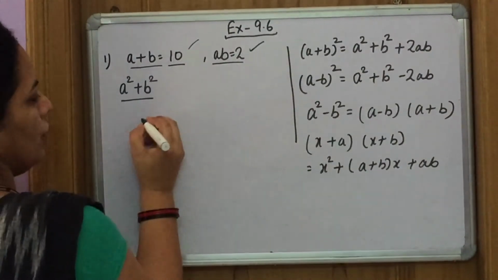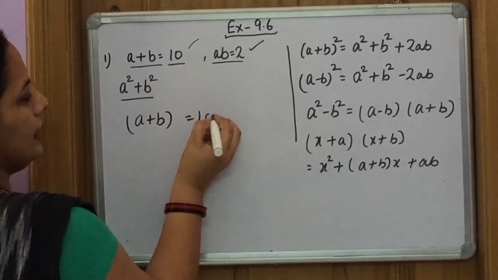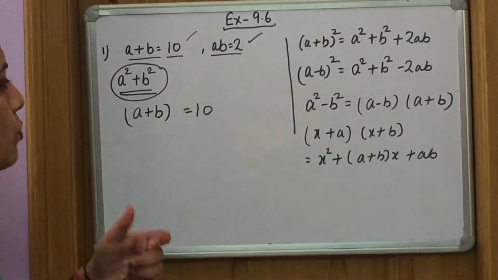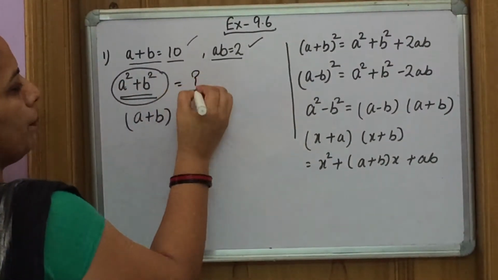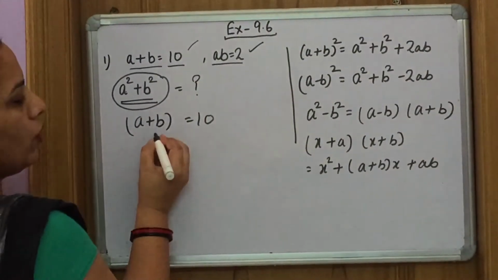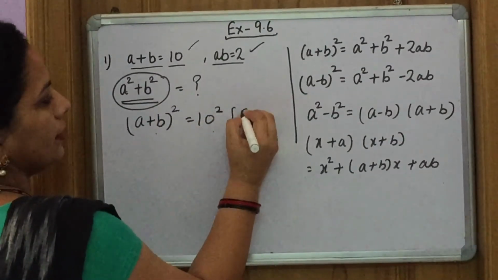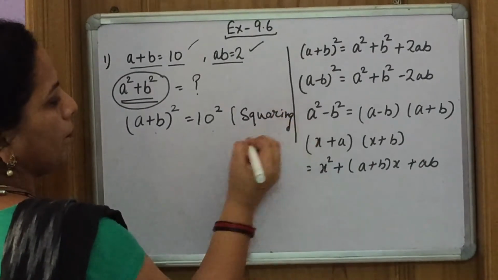Let's start. First of all, as you can see, in the question a plus b is given. We have to find out the value of a square plus b square. That's why we have to square this term on both sides. So we will write here square, squaring both sides.